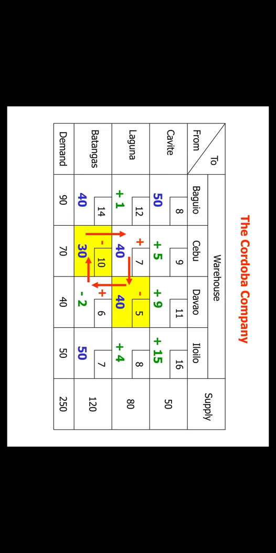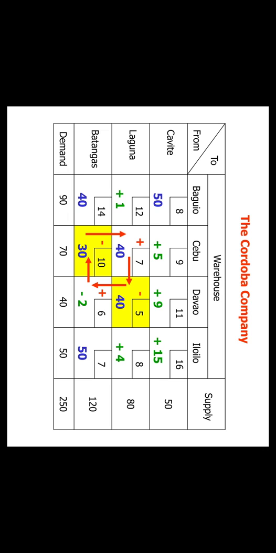In the cell of Laguna going to Davao, the original value is 40, but since we assigned there a negative sign, then 40 minus 30 would be 10. That would be the new value of that cell in the next tableau. Then, for the cell Laguna going to Cebu, wherein the original value is 40, but since we assigned a plus sign, then that would be 40 plus 30 gives us 70.